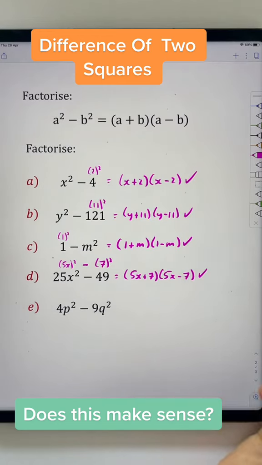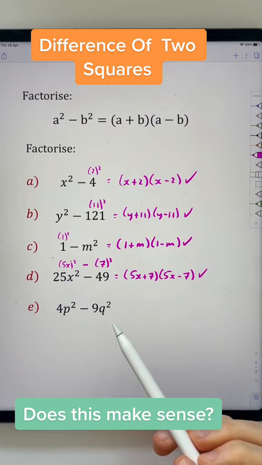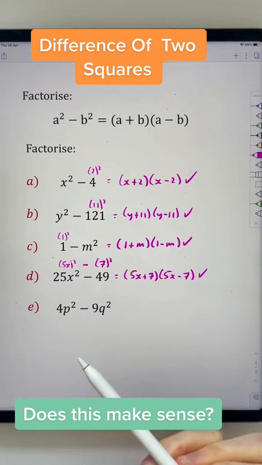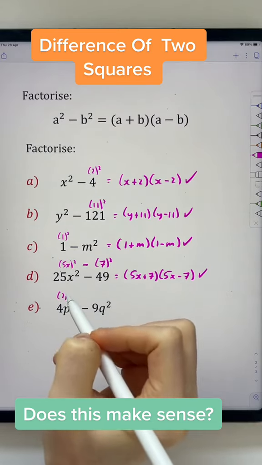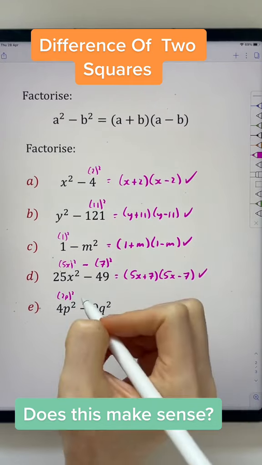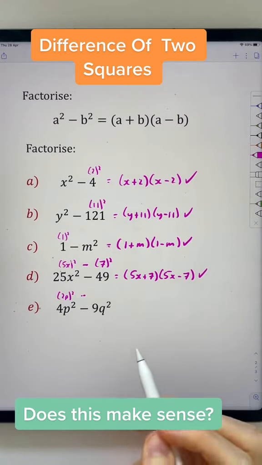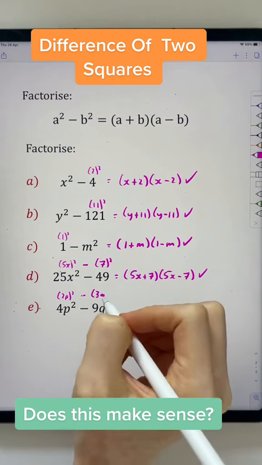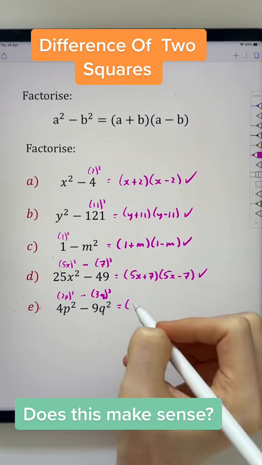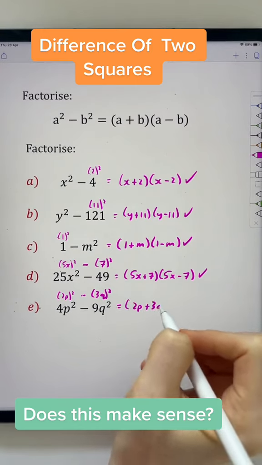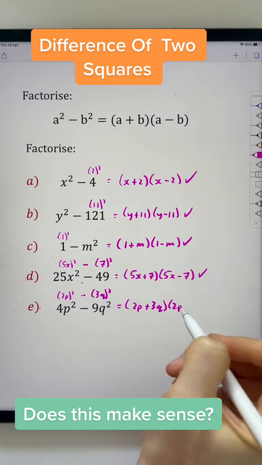For question E, again it satisfies the condition of difference of two squares, as we have a squared term subtract a squared term. 4p squared is the same as having 2p in brackets all squared. Subtract another squared term because 9q squared is the same as having 3q in brackets all squared. Therefore, factorising into double brackets, we're going to have 2p plus 3q multiplied by 2p minus 3q.